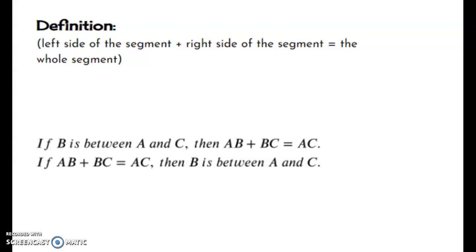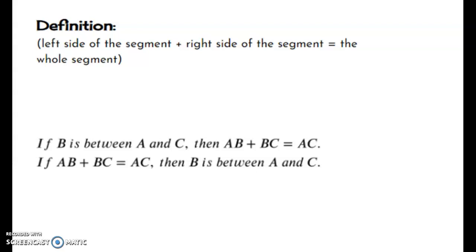These are kind of, I would say, just layman's terms or non-official definitions, but it helps me remember what it's saying. So I think of it as the left side of the segment plus the right side of the segment equals the whole segment. So let's draw an image that matches this.